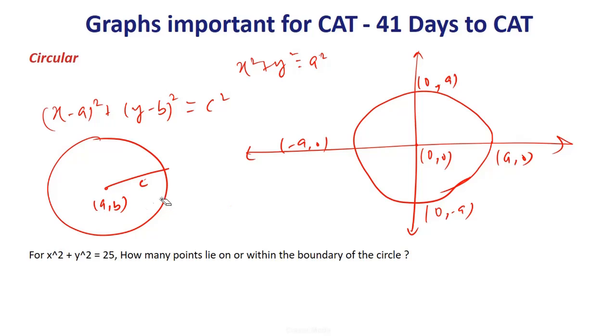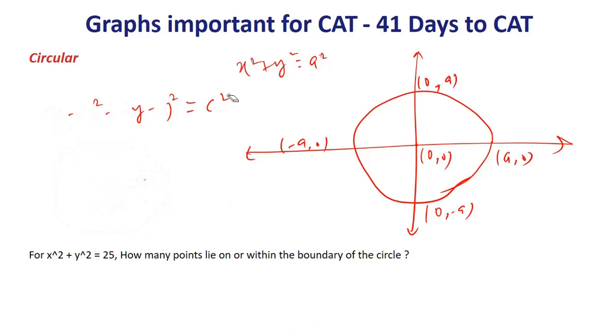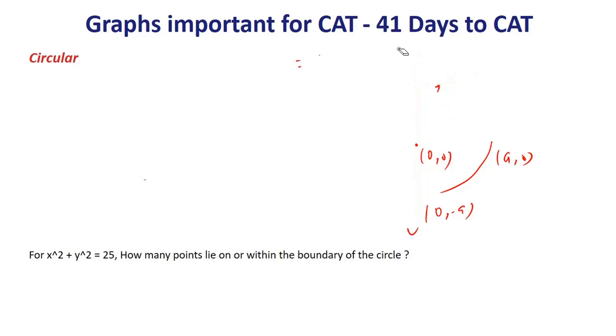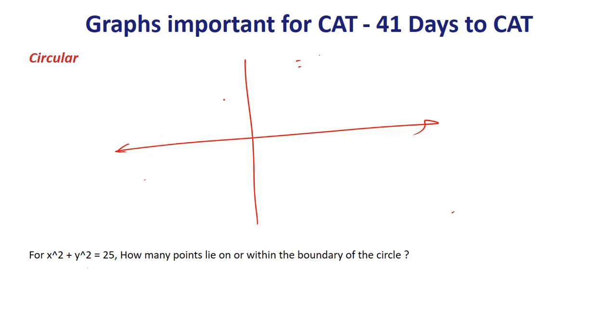Now let's take a question which is similar to a question that may come in CAT. So let's try and solve it. The kind of question that you get here is something like this. For x square plus y square is equal to 25, it will be a circle, obviously. Center is 0, 0 and radius is equal to root over 25.